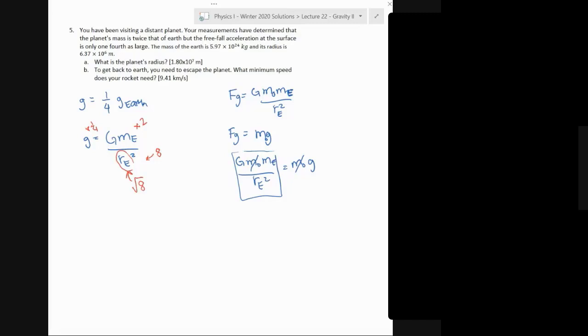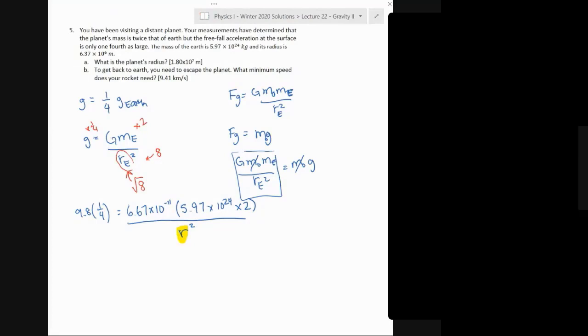You could do it like this if you want. You could say the g value on Earth is 9.8, and let's times it by a quarter, equals the capital G, which is 6.67 times 10 to the negative 11, times the mass of the Earth, 5.97 times 10 to the 24, but we're on this other planet which has a mass that's twice as big, so it's twice as much. And now we're looking for the radius of this other planet. Yeah, you can do that.